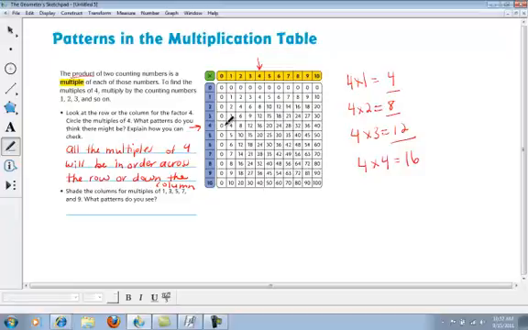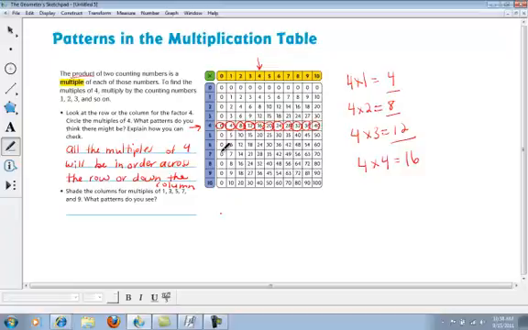So let's try that. Well, I know I have 0, and then 4 times 1 is 4. 4 times 2, well, that's 4 more, so yeah, that's 8. 4 times 3, that's 4 more, so that's 12. 4 times 4, 16. Yeah, it looks like all the numbers in the row are all the multiples of 4 in order.